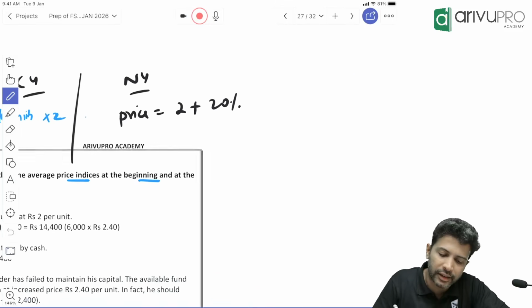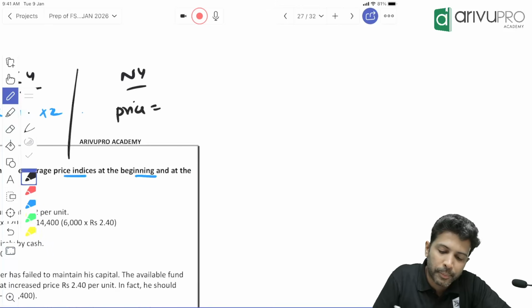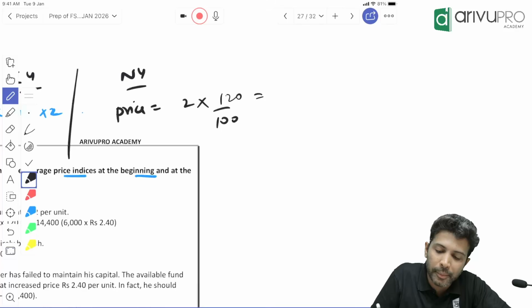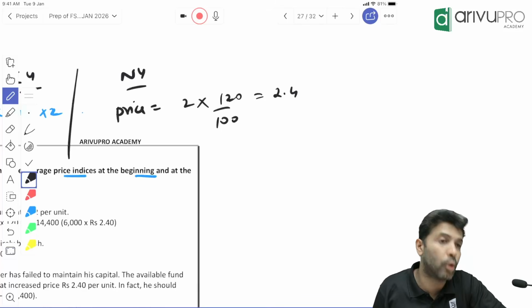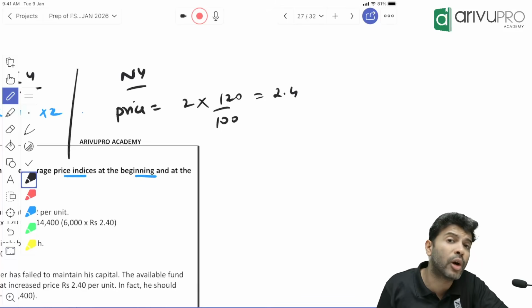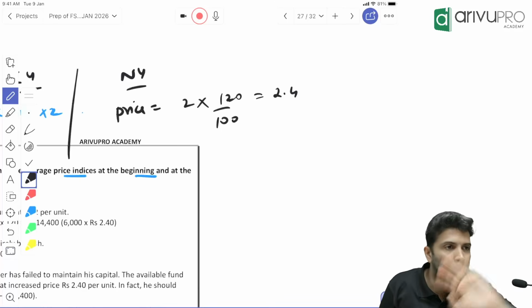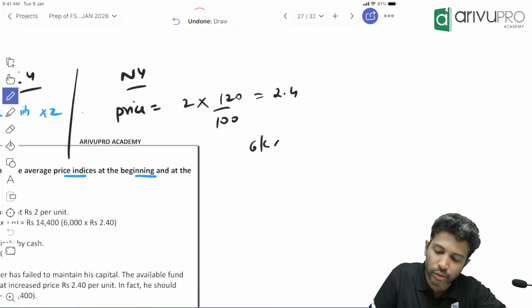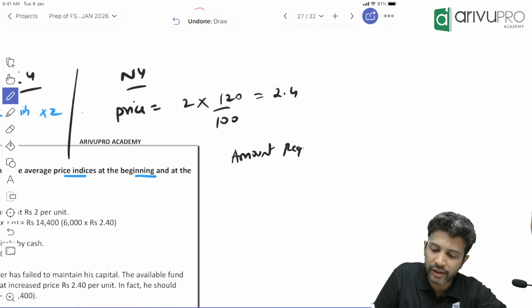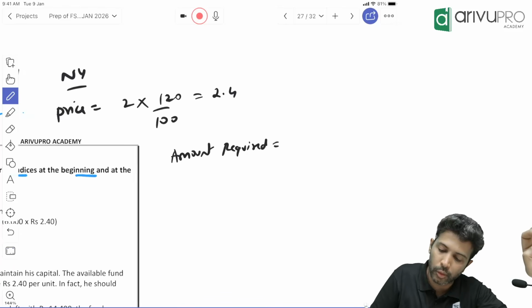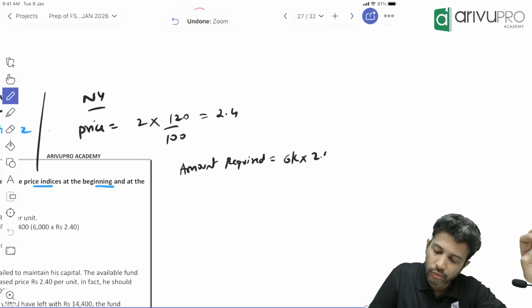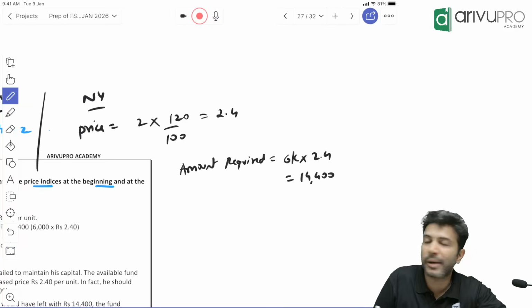Or you can also calculate it like this. 2 rupees is the price of the goods when the index is 100. When the index has become 120, how much would the price be? 2.4. So one unit will cost you 2.4 next year. That means to buy 6,000 units, how much money is required? For one unit, 2.4 rupees. For 6,000 units, how much? 14,400. That much money we need to have.